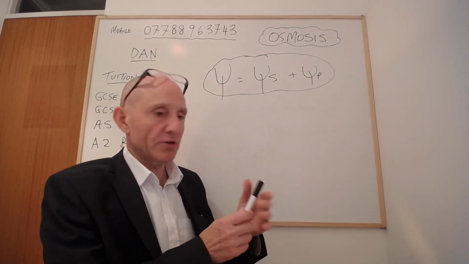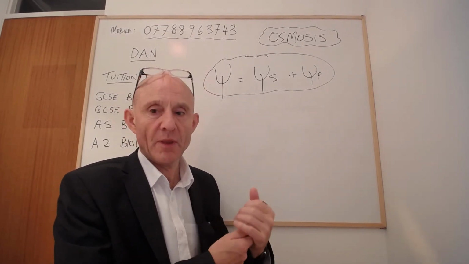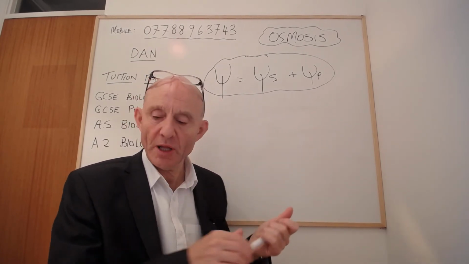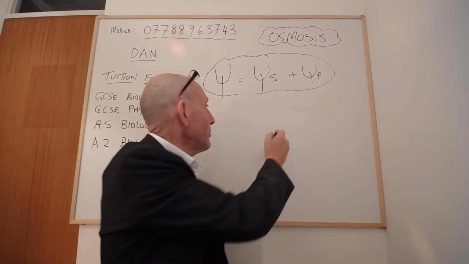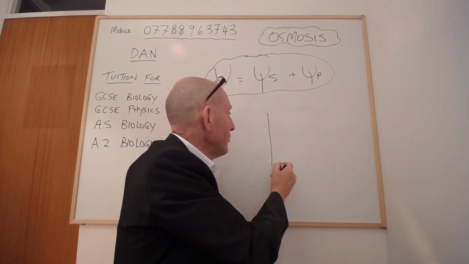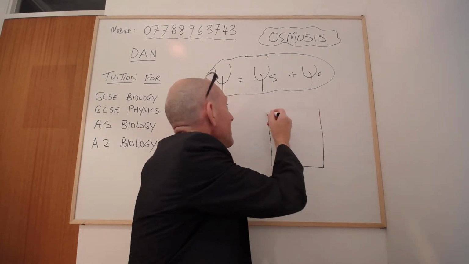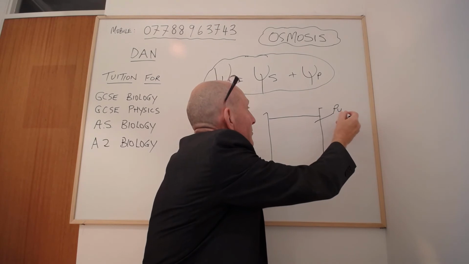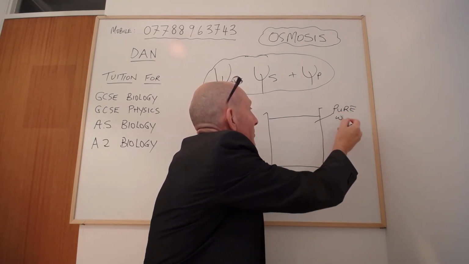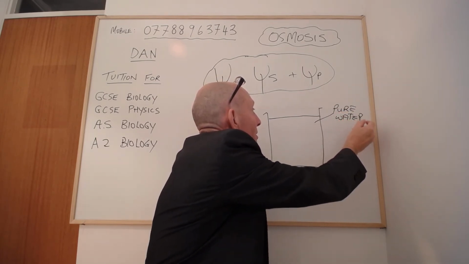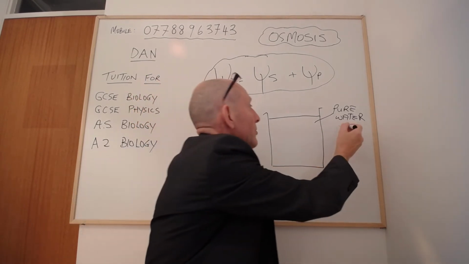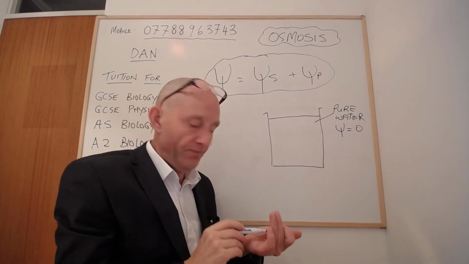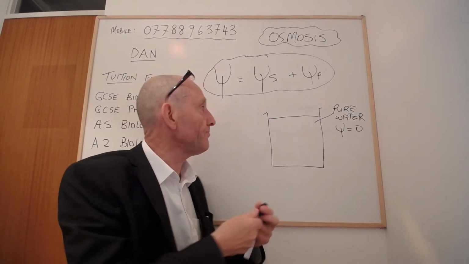Here's what I'm going to try and explain, and it's quite an extended explanation, but hopefully it helps you somewhat. What we're going to look at first of all is a beaker of water. This is pure water, and its water potential would be 0.